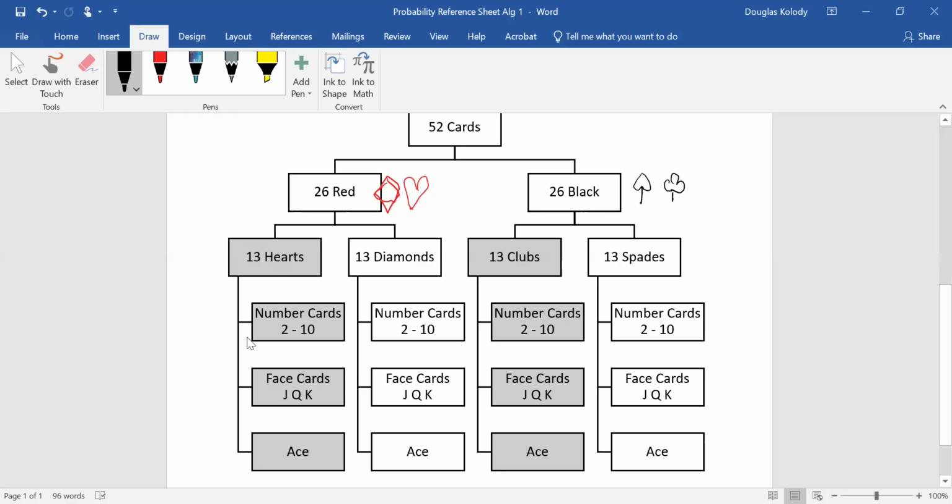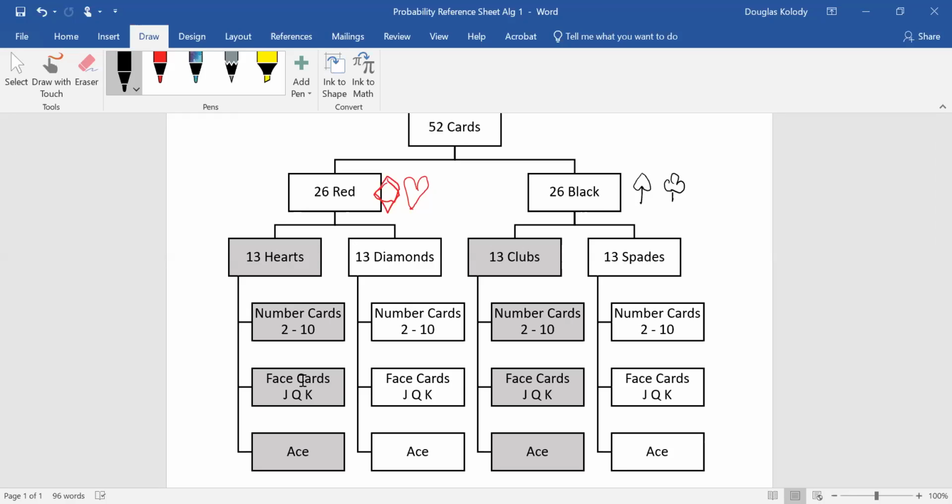Then you split it in half again. Hearts and diamonds represent 13 and 13 cards, 13 clubs, 13 spades. When you break it down by suit, these are called 4 suits. There are number cards from 2 through 10. Then there are face cards, jacks, queens, and kings. And then there's an ace. An ace is not a number card. An ace is not a face card. So an ace is just an ace.